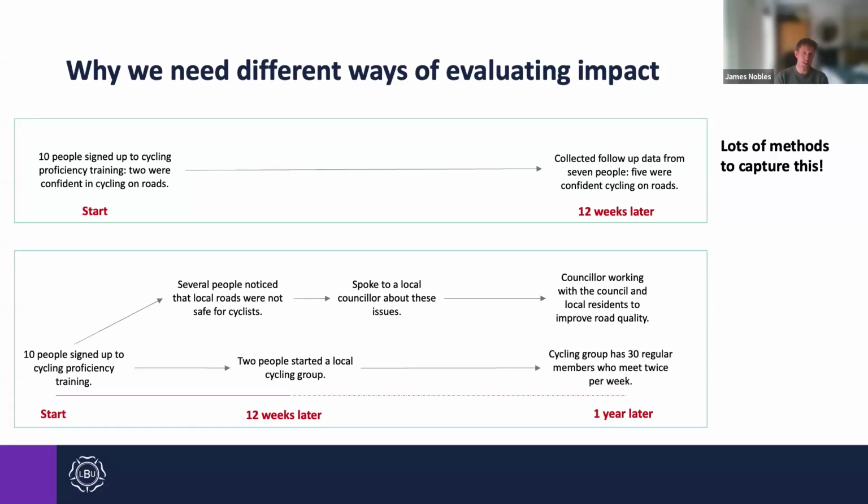There might also have been a few people who were really enthused and motivated by that cycle proficiency training. So they go away and they set up a local cycling group. And that cycling group might meet a couple of times a week, and they might have lots of regular attendees.